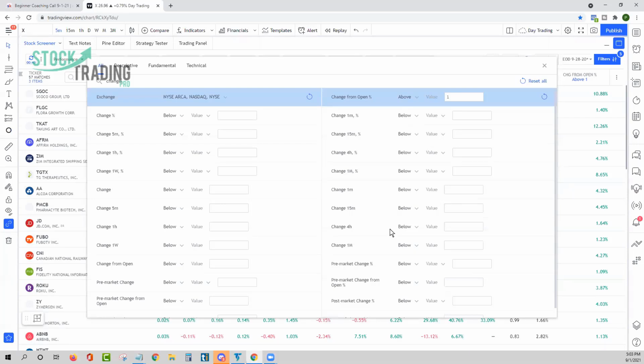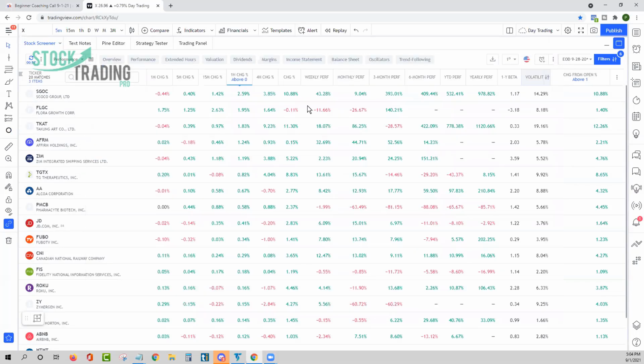Do they have 60 minute on here? It doesn't look like they have 60 minute: 1 minute, 15, 4 hours. That's weird. They have 1 minute twice. That might be a mistake. If they don't have that, then you use change by the hour percentage. We're going to change this to say above 0. Essentially that would only filter for stocks that have a positive hour. You can see none of them have a red hour. So Mo, this would be the easiest way to do it.